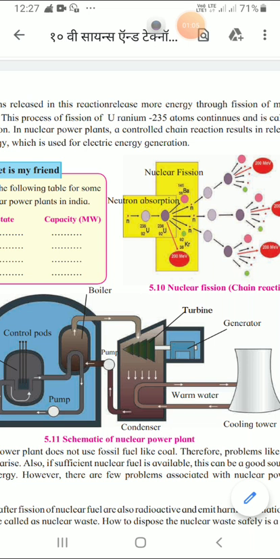Now, children, what are soot particles? Soot particles mean unburned carbon particles. This also causes serious health problems to our respiratory tract. The third problem is that there are limited sources of coal. So in future there will be a problem with the availability of coal.